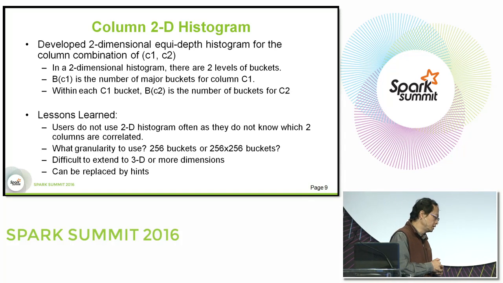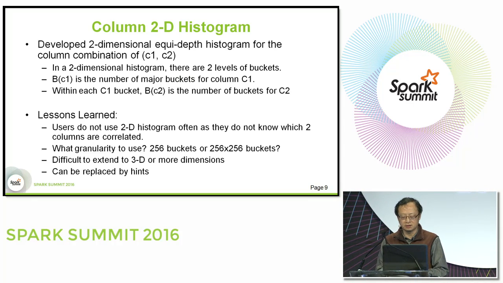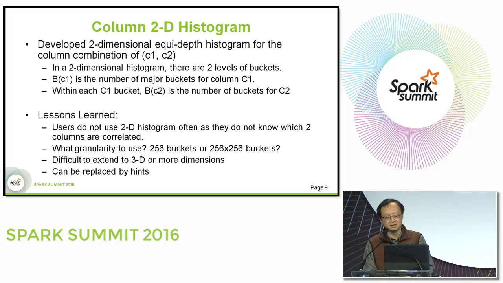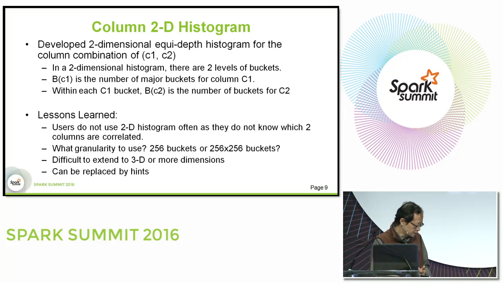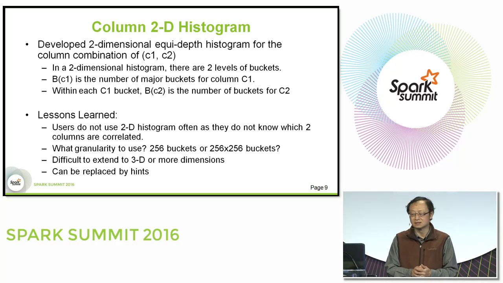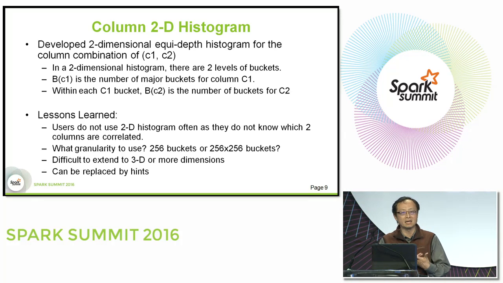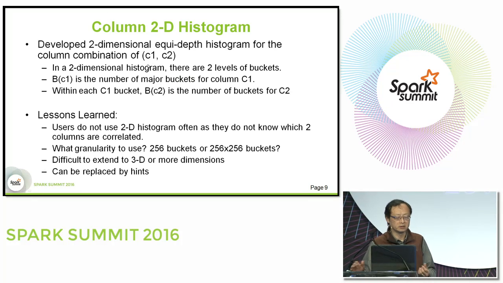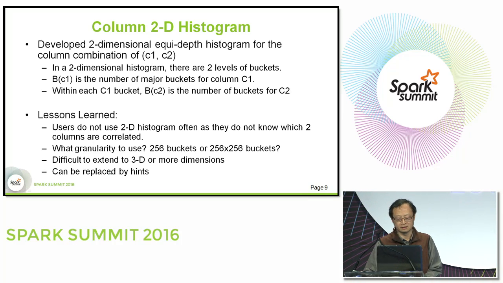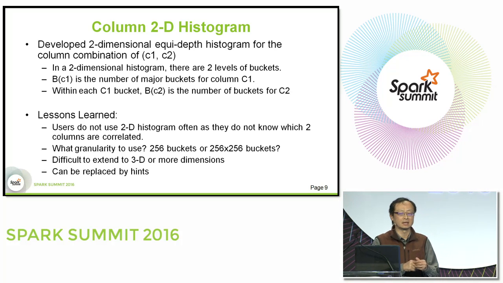The lesson we learned is actually, users do not use two-dimensional histograms often. The main reason is most of the time they do not know which two columns are correlated. Another difficulty we face is what is the granularity level? How many buckets do we use? If we just use 256 buckets, then for the first column, like C1, we can only have like 16 buckets. 16 buckets, the granularity is kind of coarse.